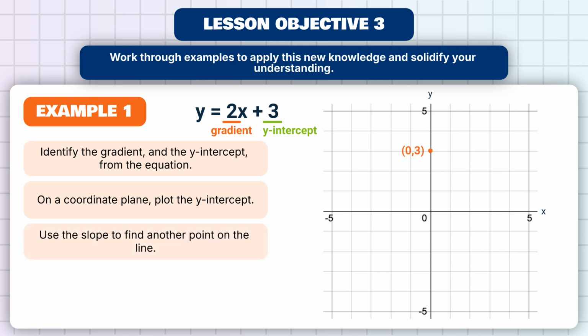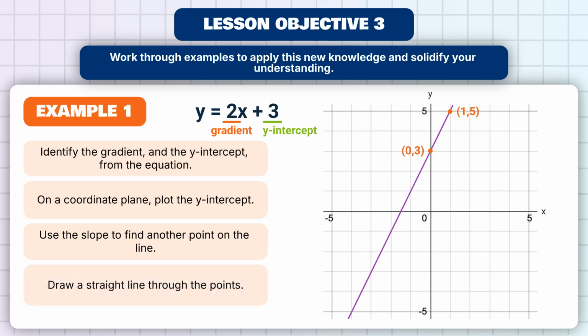Next, use the slope to find another point on the line. The slope of 2 means that for every 1 unit you move to the right along the x-axis, you move 2 units up along the y-axis. Starting from (0, 3), if you move 1 unit to the right to x equals 1, you move up 2 units to y is equal to 5. This gives you another point, (1, 5). Finally, draw a straight line through the points (0, 3) and (1, 5).